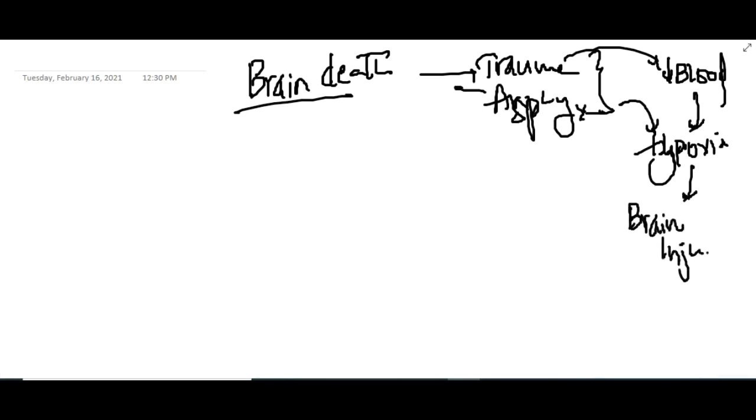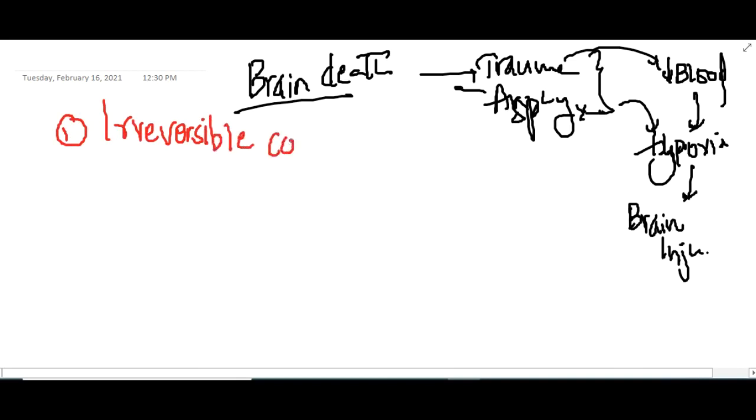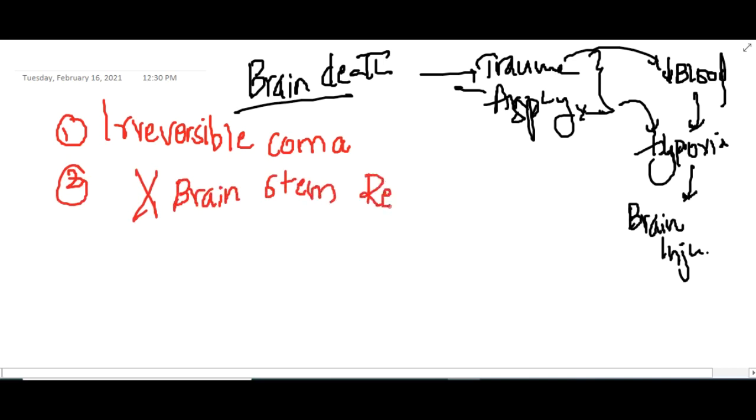There are three important key points about brain death. One, a person should be in an irreversible coma with a known cause. Then we can call it brain death. Second, there should be no brainstem reflexes. All the brainstem reflexes should be absent, like light reflex, corneal reflex, gag reflex, all those should be absent.